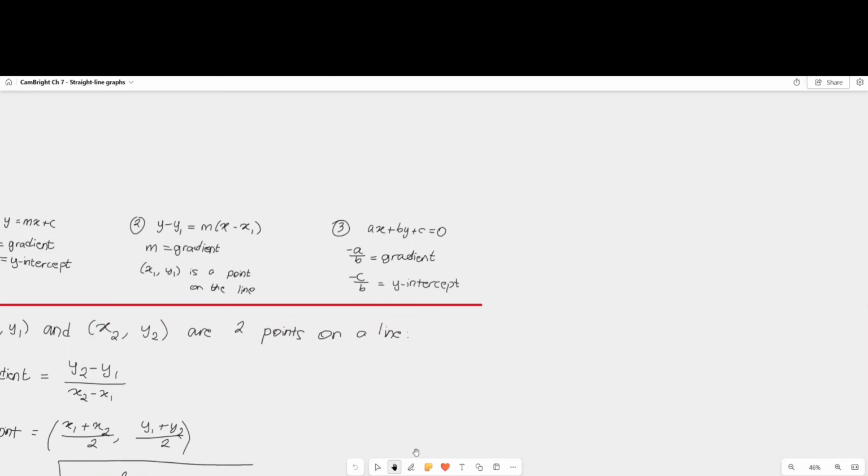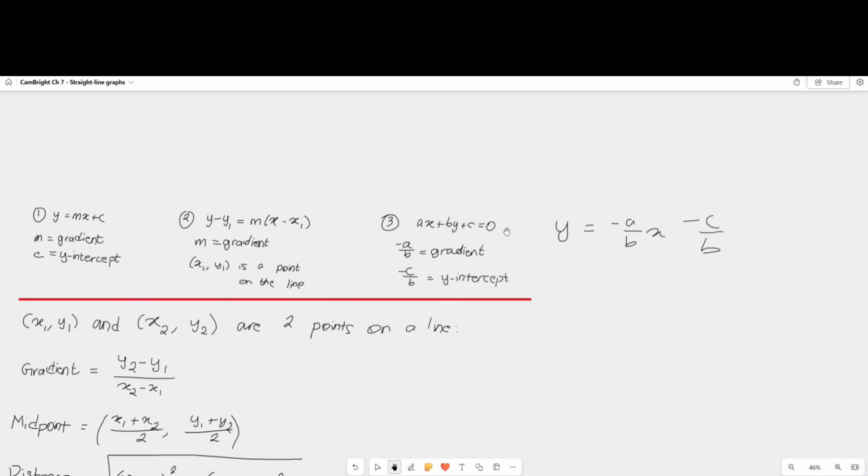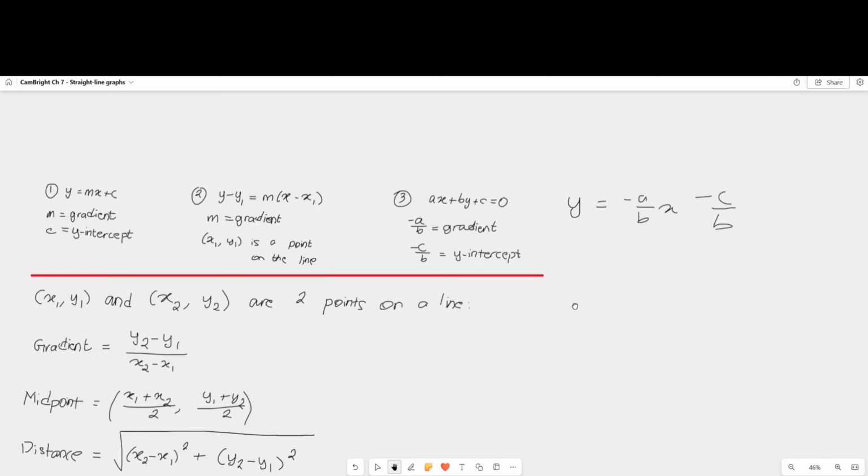And if you were to rearrange it, you would get y is equal to minus a by b x minus c by b. And so if you equate it to this one, you can see that the gradient is negative a over b and the y-intercept is negative c over b.